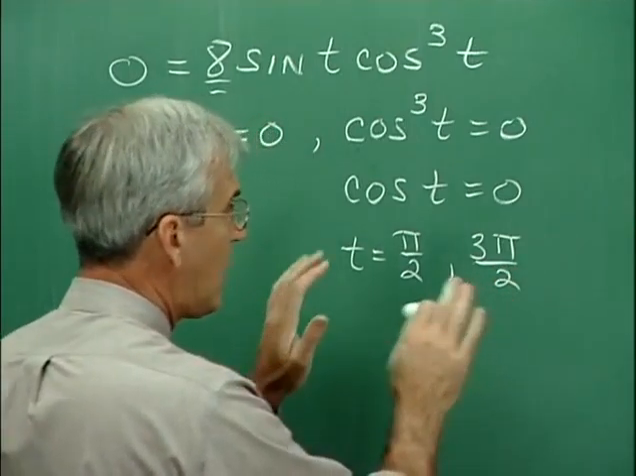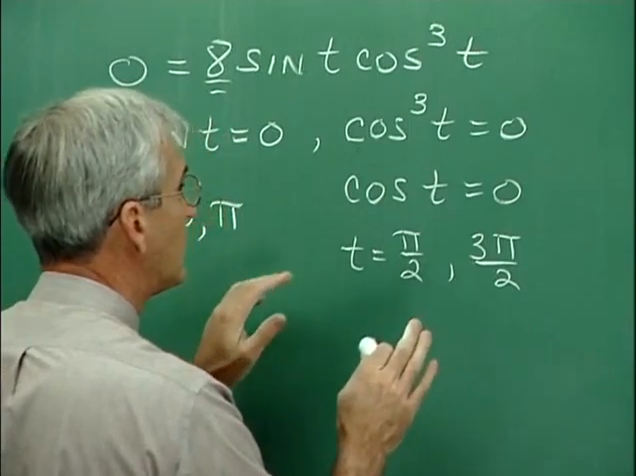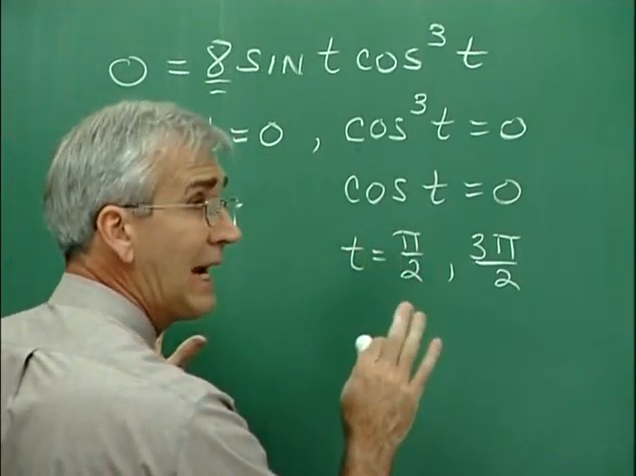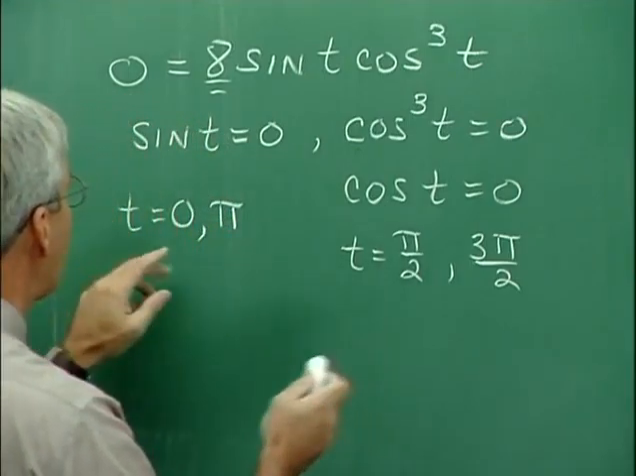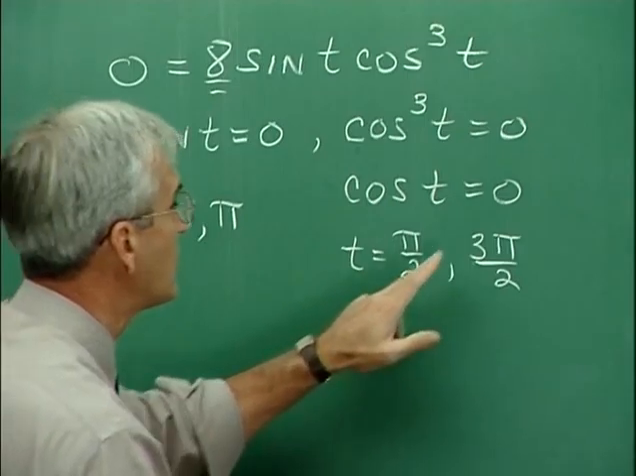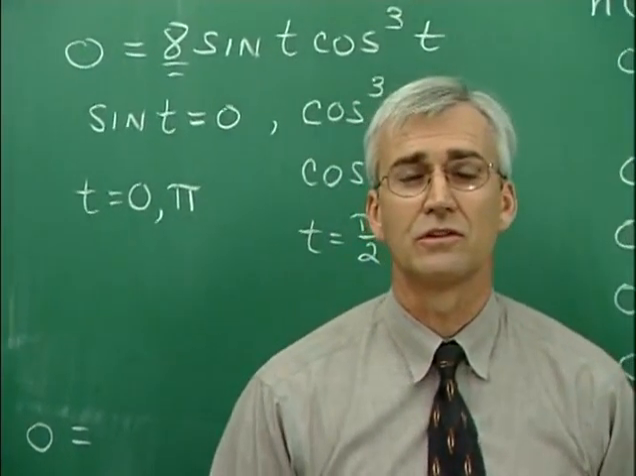Now, if you're not recalling these things as I am talking about them, then it's worthwhile to construct the graph of the cosine curve and actually look for these actively on that curve. So anyway, we have solutions, we think, at 0, pi, pi over 2, and 3 pi over 2. Let's use the calculator to verify those solutions.